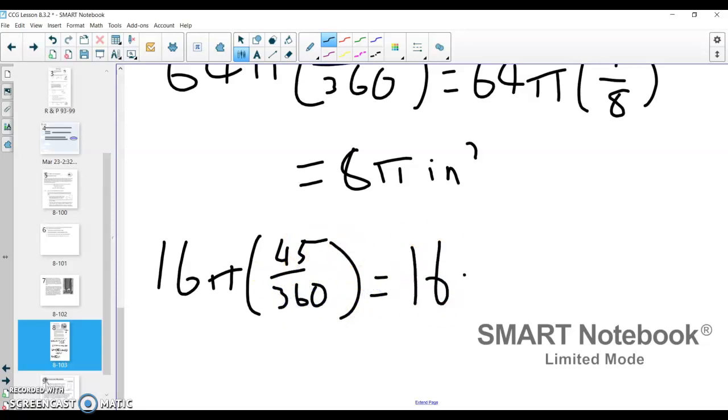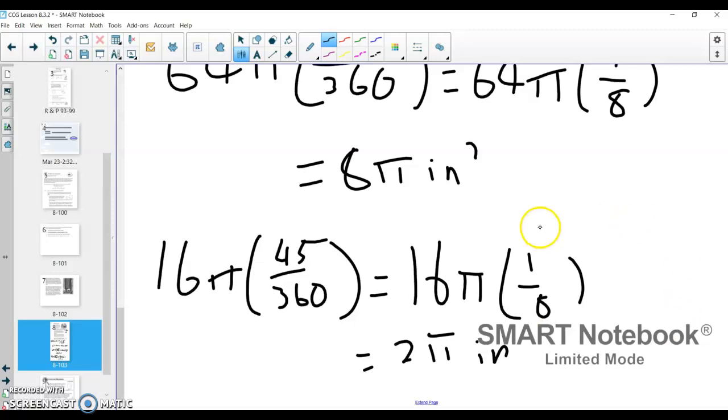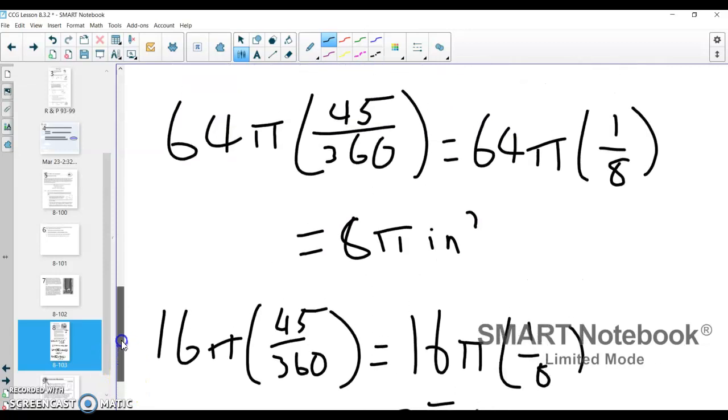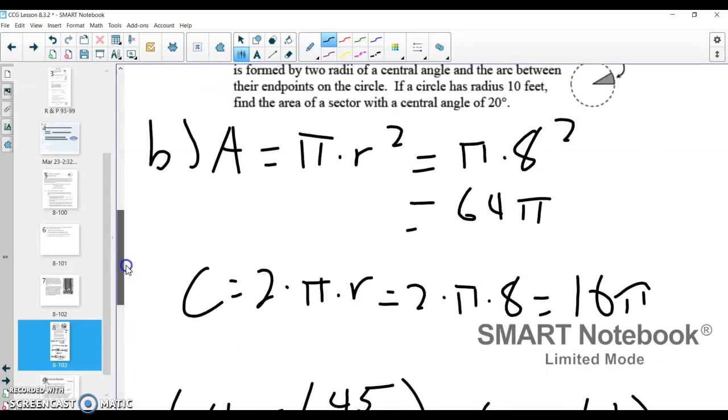It reduces down to 16 pi times 1/8, which goes down to just 2 pi inches. Okay, because 1/8 times 16 pi reduces down to 2 pi. And then my inches squared for area and just my inches for circumference or perimeter or crust, whatever they're calling it here. All right. And so that idea is what we're going to carry on to C, D, and E.